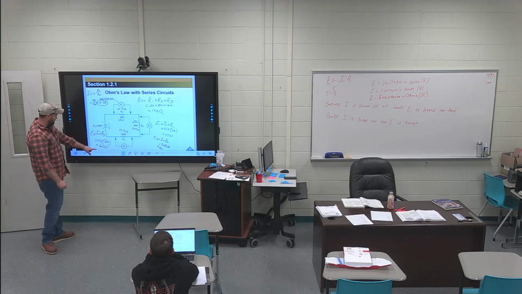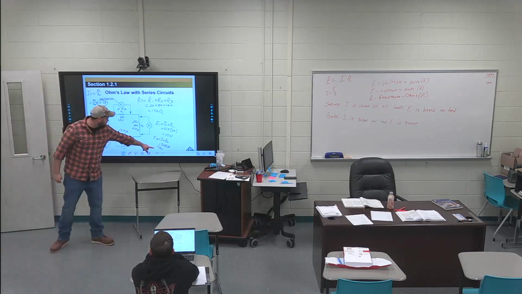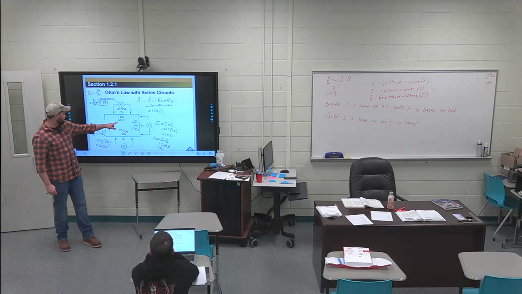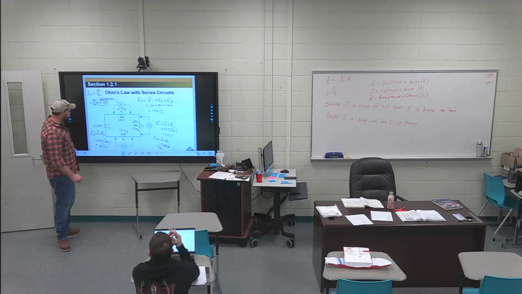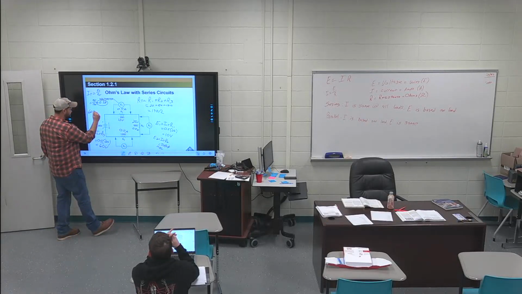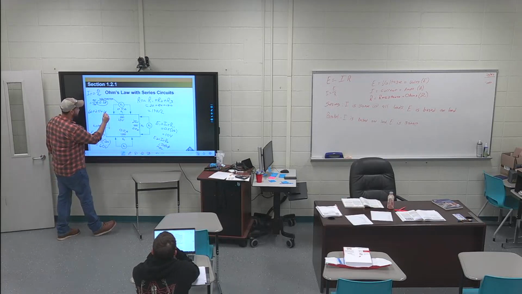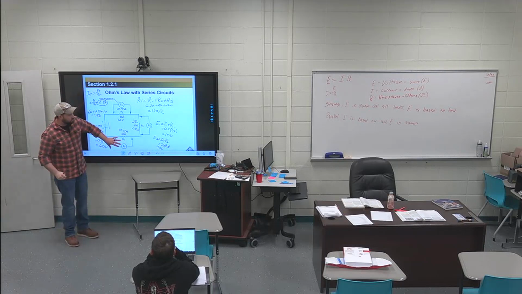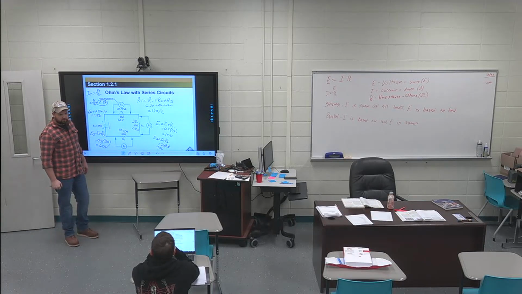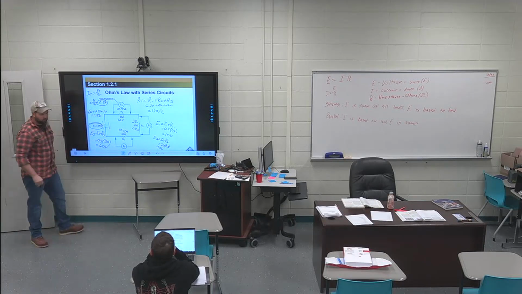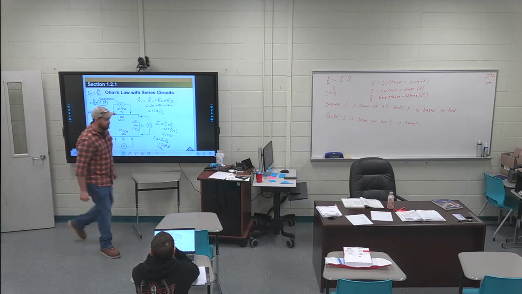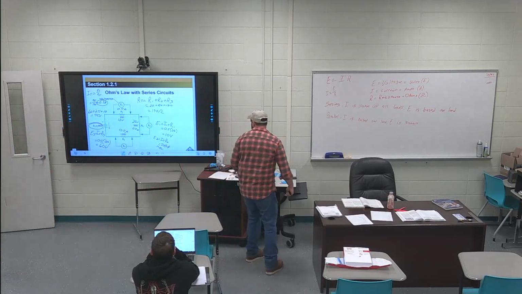And then see what I said about what's 60 plus 25 plus 10? 95. 60 plus 25 plus 10 is equal to 95 volts. So I drop all of my voltage across the series circuit, and I end up with my voltage total. Getting there? I know it's a lot.